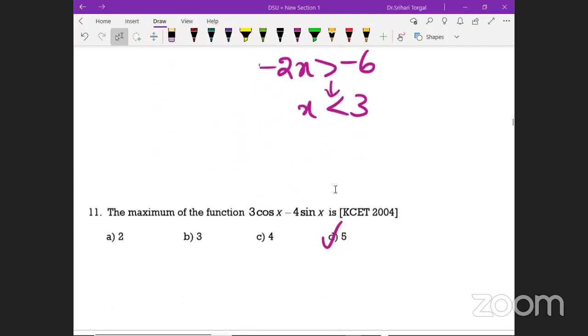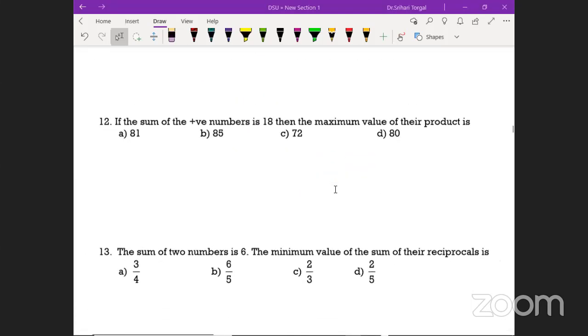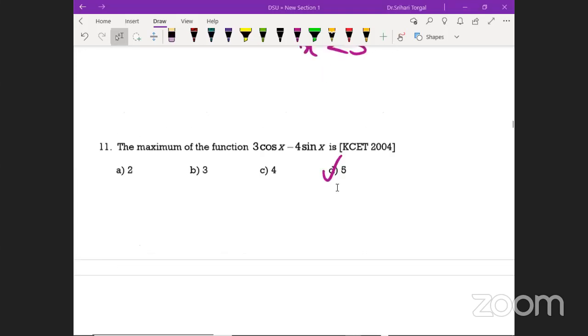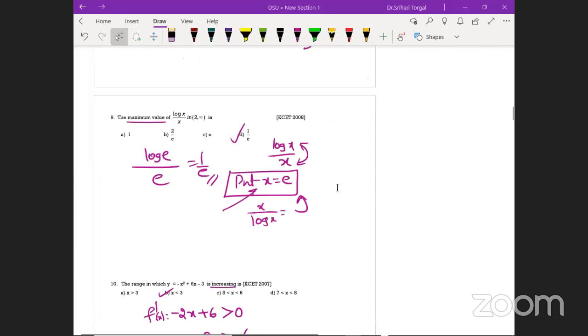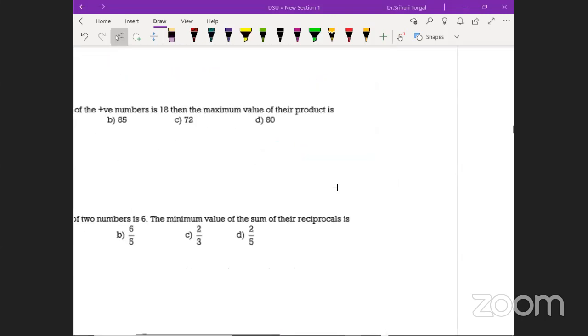Okay. Let me move on to the next problem. Let me check any other problem is left out or not. Covered everything. Good. Question number 12.